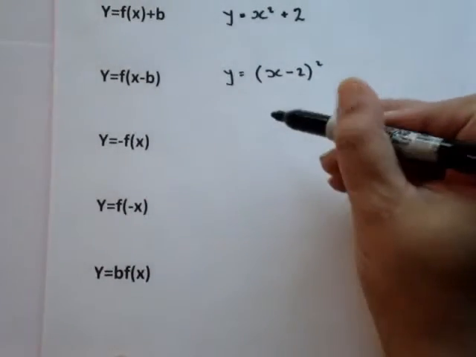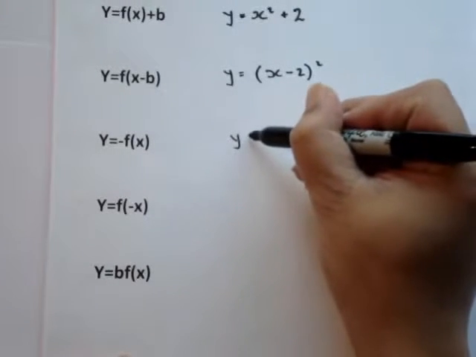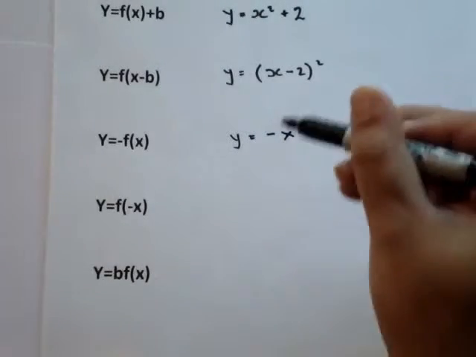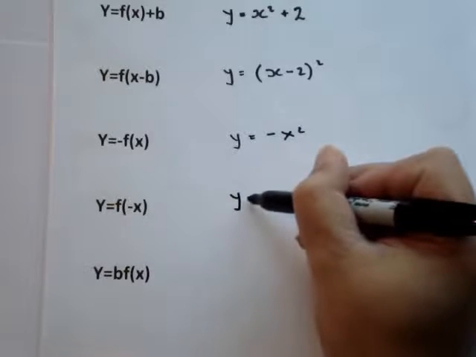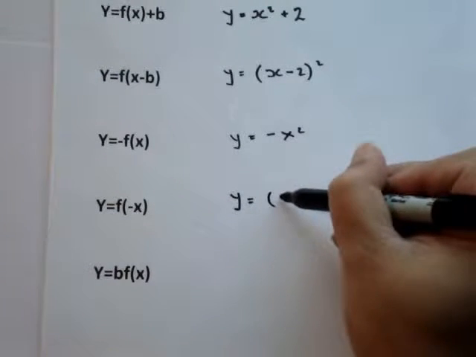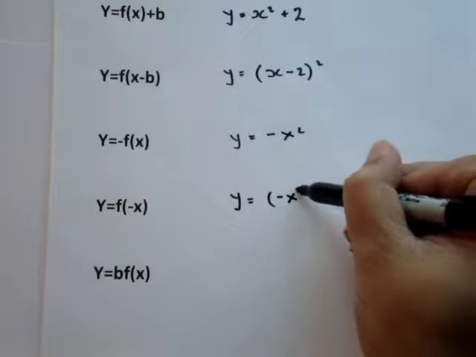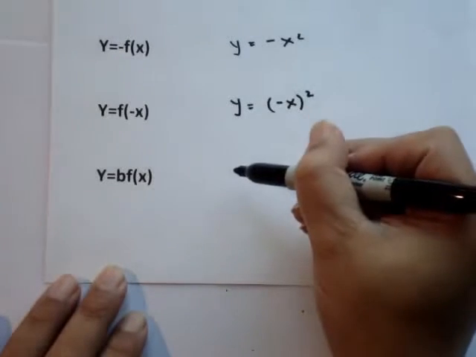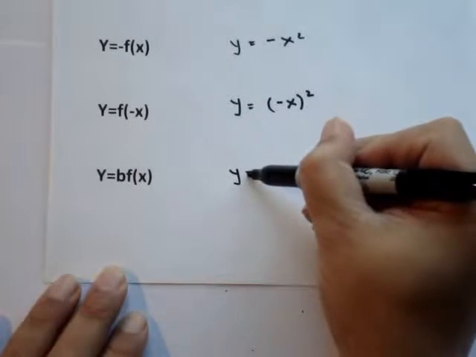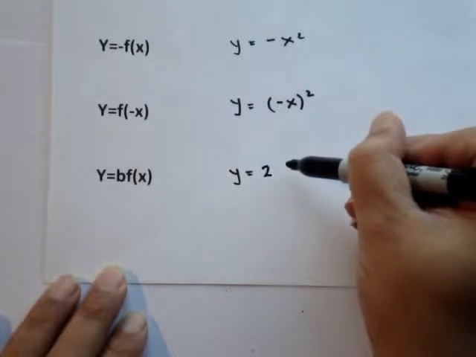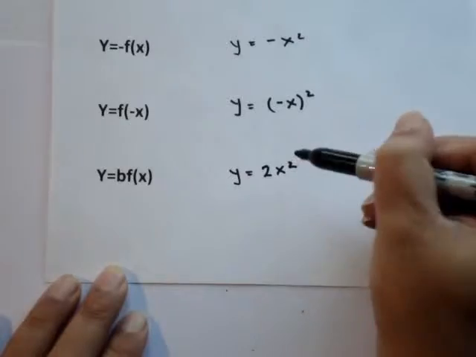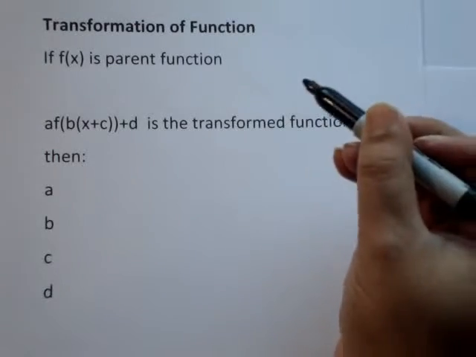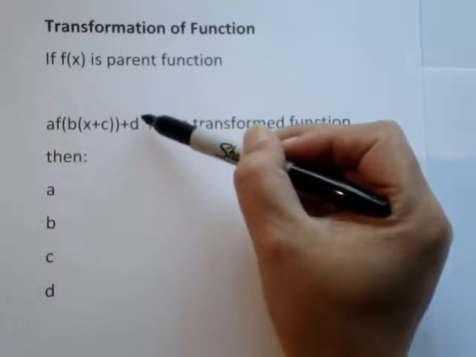In this case it would be y equals minus x squared, with the minus within the brackets. And in this last example, y equals 2x squared, where the b would be 2.